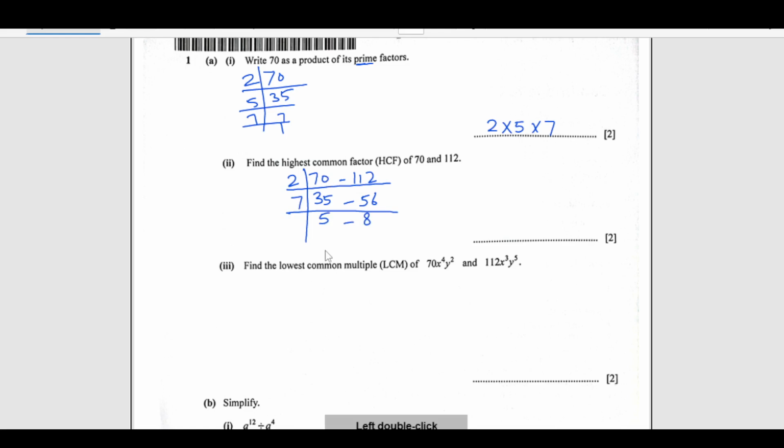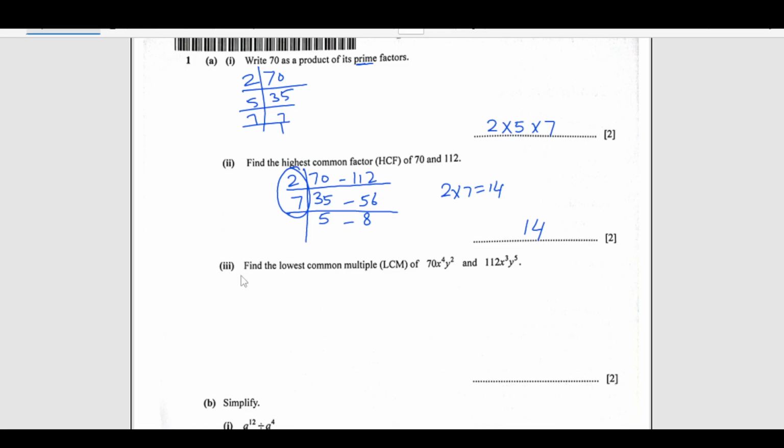Now we don't have any number that divides both 5 and 8. So we will just take 2 and 7. That will be the HCF. 2 times 7, that is 14. So this is the easiest way to get the HCF. Now we are looking for the lowest common multiple.